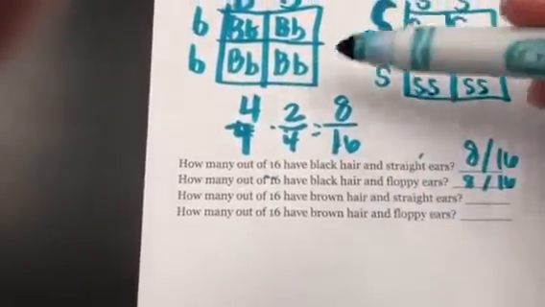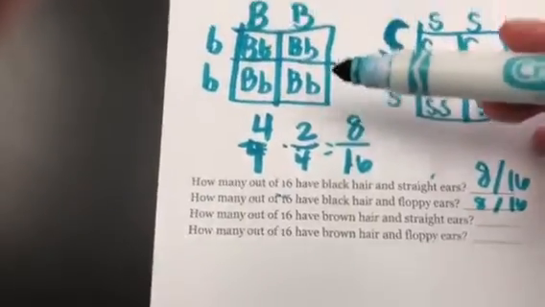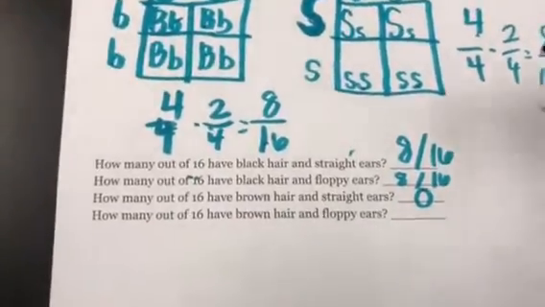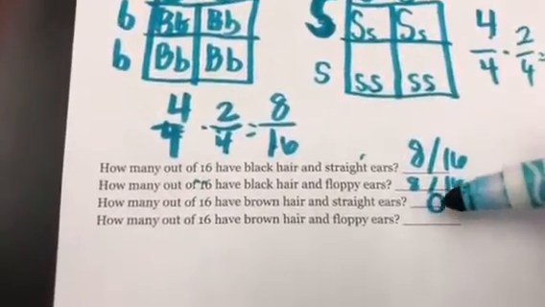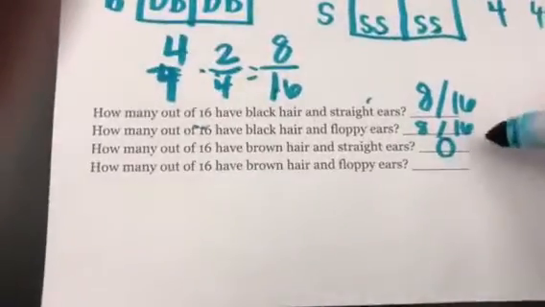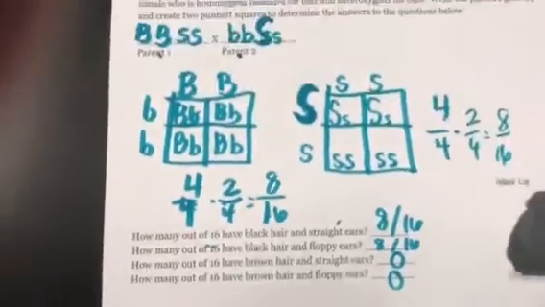Brown hair. Any have brown hair? No. Nobody here has brown hair. Brown hair is the recessive. Nobody has the recessive, so it's going to be 0. Anything times 0 is going to be 0. So we already know that's going to be 0. We don't even have to look at the other Punnett square. We know our answer is going to be 0. And then brown hair again. Any with brown hair? No. 0. That's the answer.